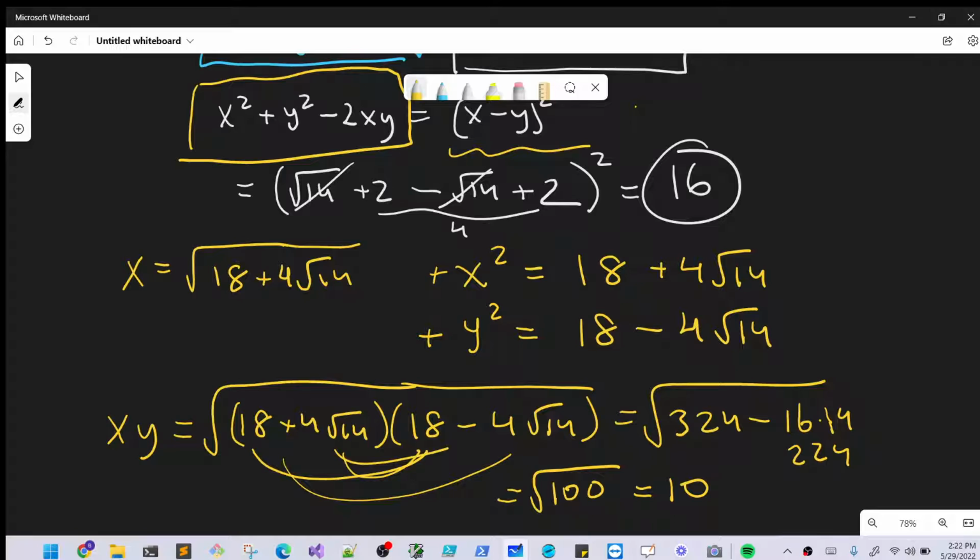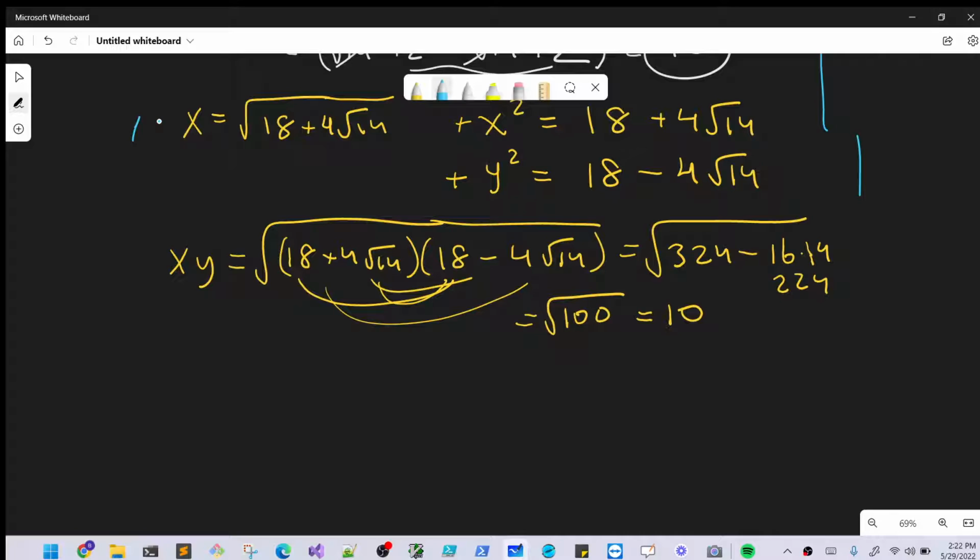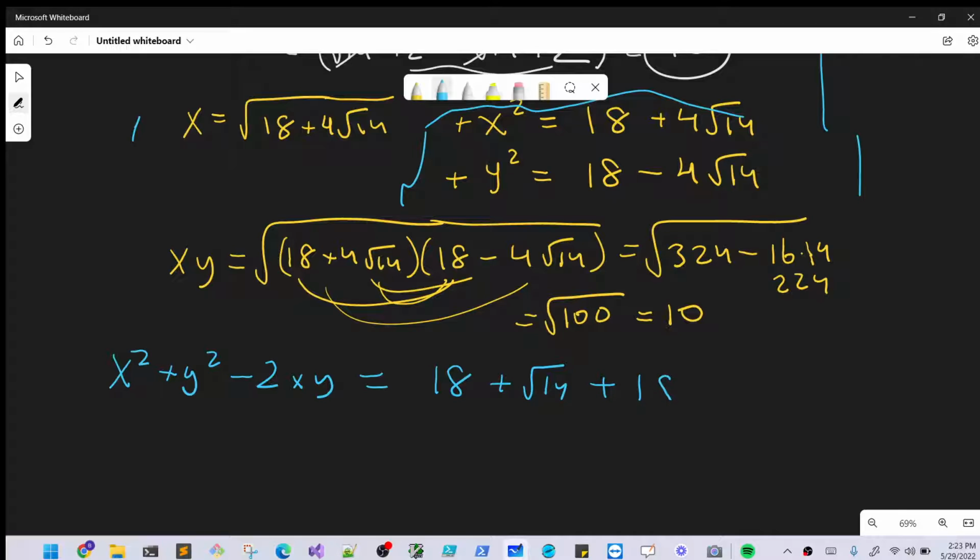So then we can put all these things together. Finally we want to find x squared plus y squared minus 2xy. And we have all those values up here. So x squared is 18 plus 4 square roots of 14, plus y squared is going to be, oh, I left out a 4 here, y squared is 18 minus 4 square roots of 14. And then minus 2 times xy, which is 10.